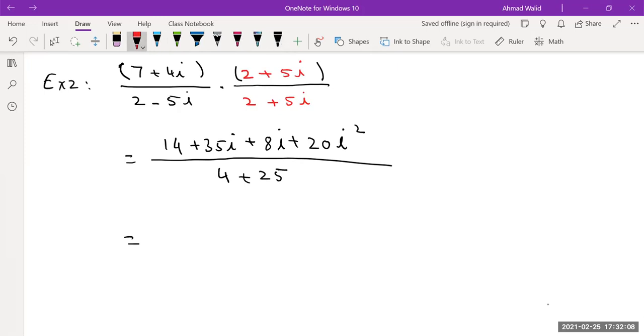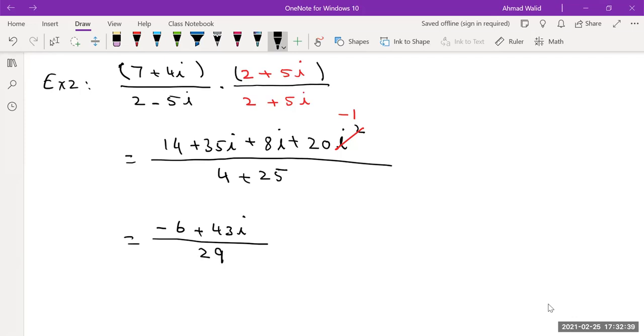Also, let's do another step here. Replace our i squared with -1 to make it faster, correct? Positive times negative gives you -20. -20 and 14 gives you -6. 35i and 8i gives you 43i over 29, correct?